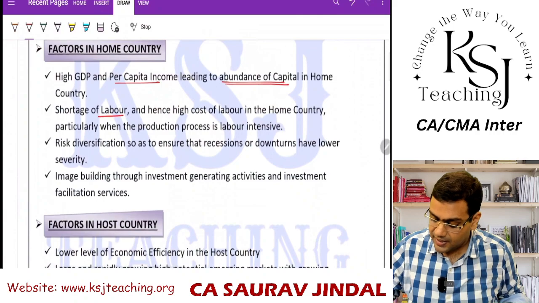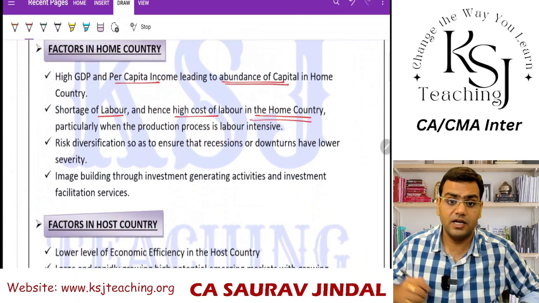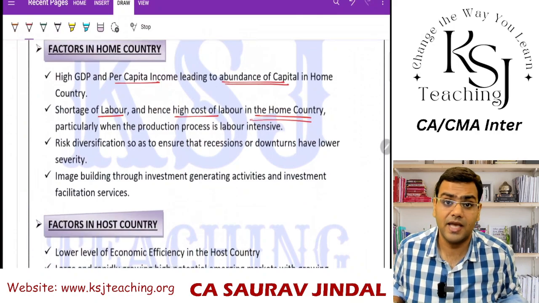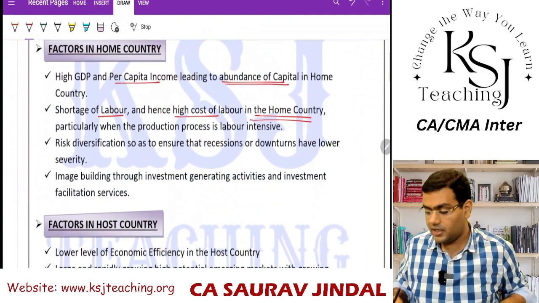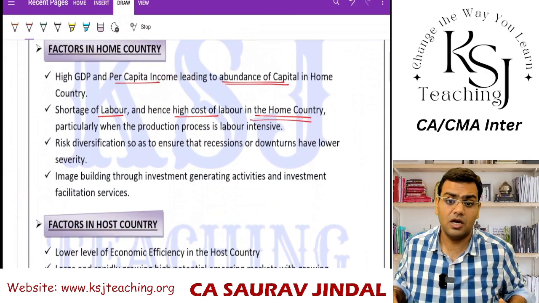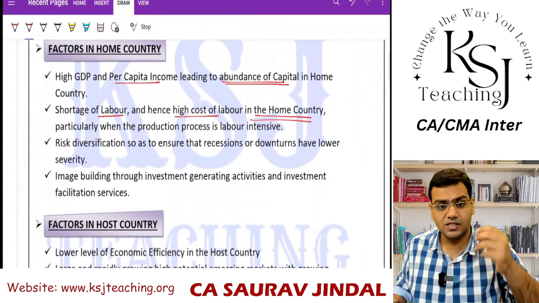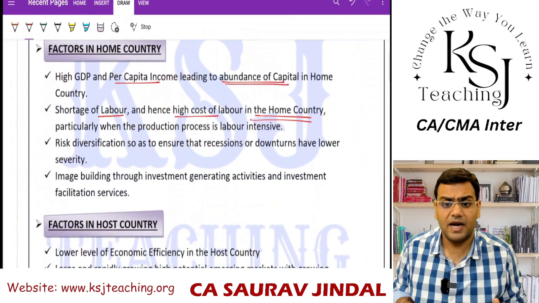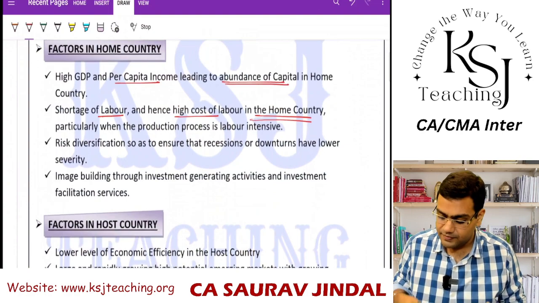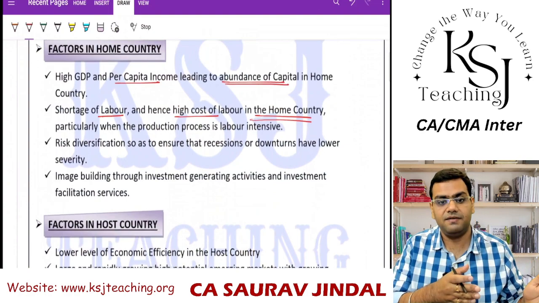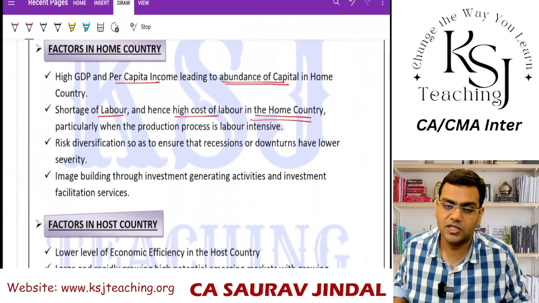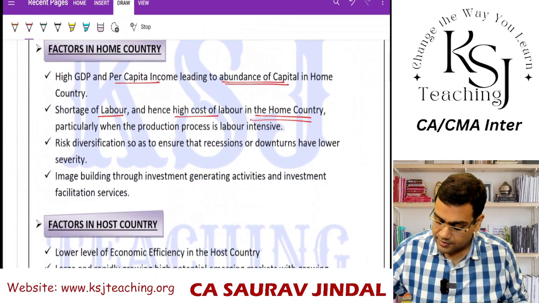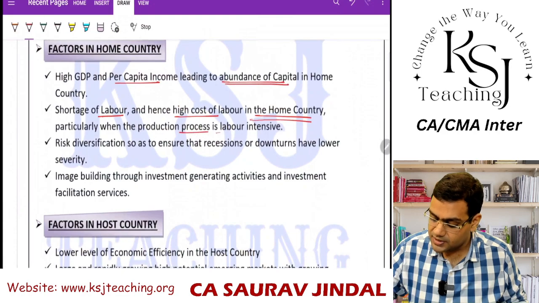Shortage of labor and hence the high cost of labor in the home country. Now, the USA is majorly a capital intensive country. There, the shortage of labor is there. Now, if the labor is in shortage, they will ask for more money, isn't it? So that will increase the cost of the product. They say, let's invest in some country which is labor intensive. They can invest in India, which has abundance of labor, right? Particularly when the production process is labor intensive.